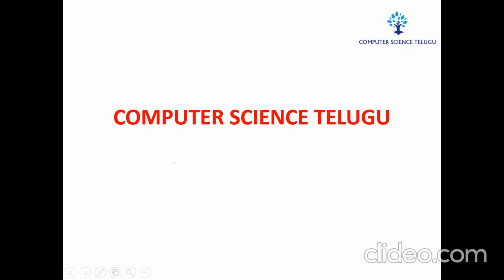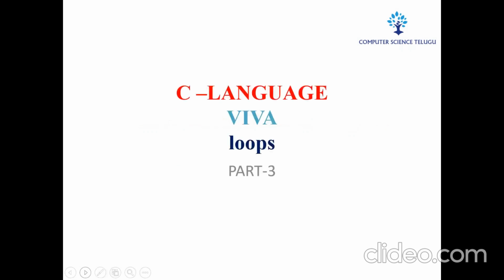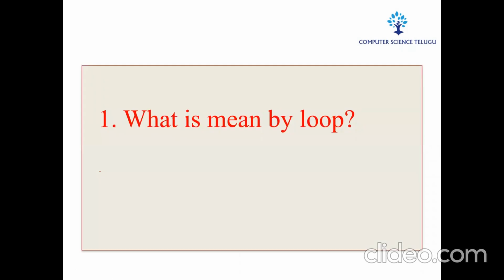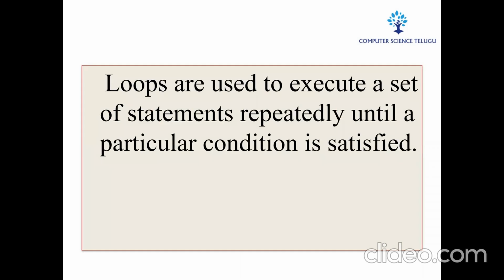Today we'll discuss the C language Viva part 3. First question: what is meant by a loop? Loops are used to execute a set of statements repeatedly until a particular condition is satisfied.